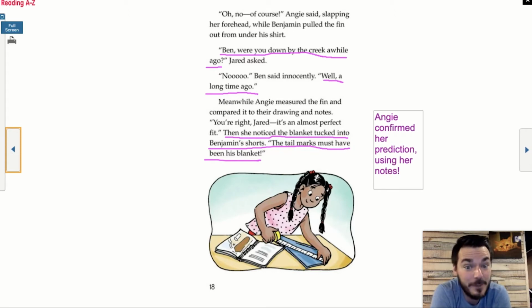Then she noticed the blanket tucked into Benjamin's shorts. "The tail marks must have been his blanket." So Angie confirmed her prediction using her notes that she took earlier in the story.